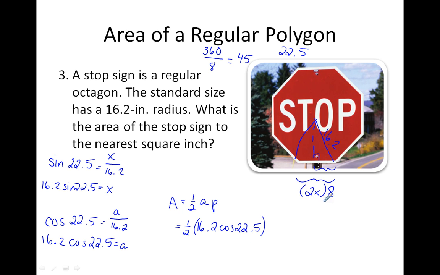the perimeter. Now this is my perimeter here, so we're going to have times 8 times 2 times my value of x, which is 16.2 sine of 22.5.